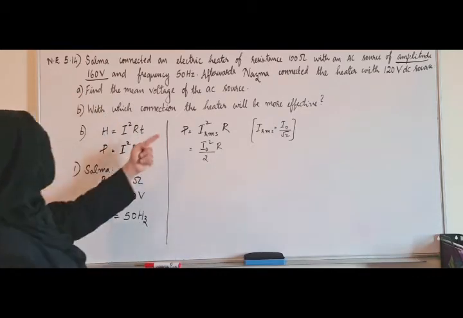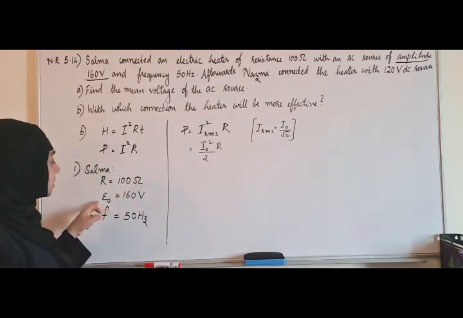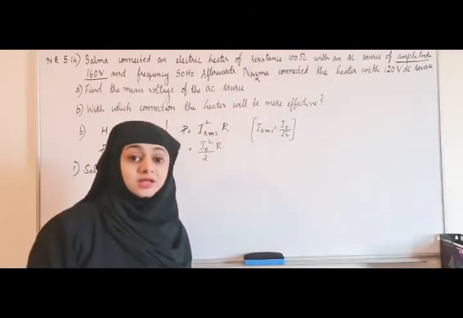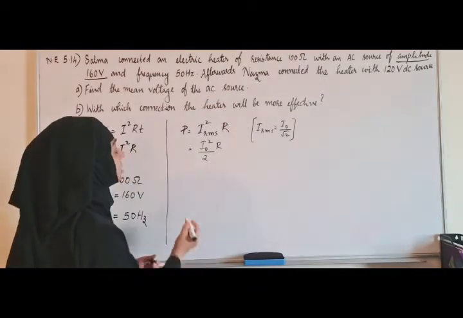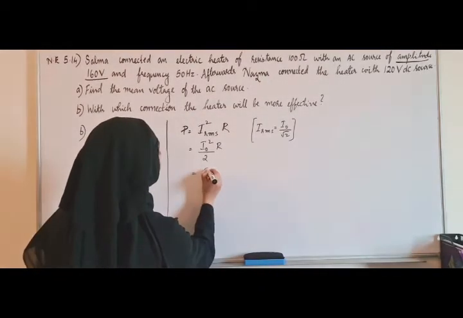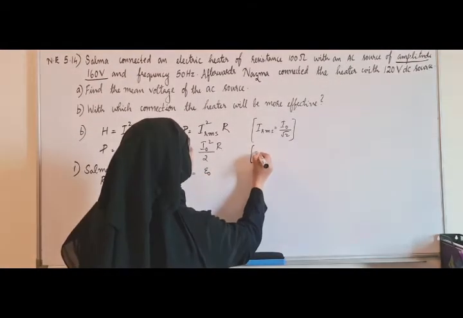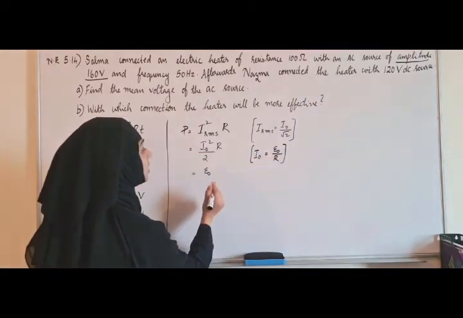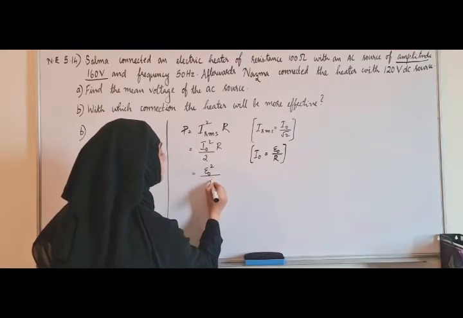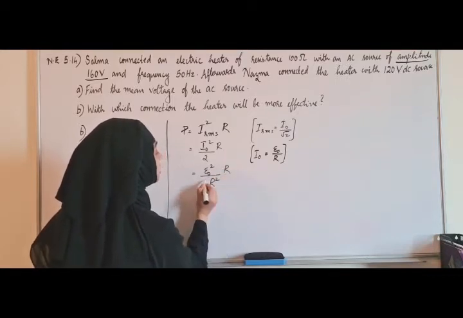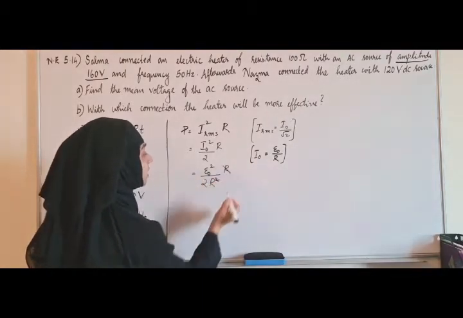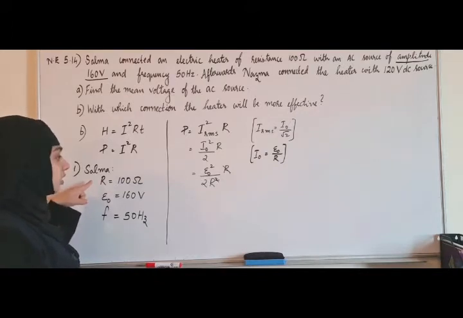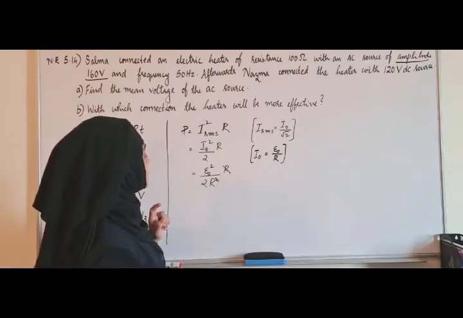Again, is the peak value of current given? No. Only the peak value of voltage is given and we have resistance. But we know that current is equal to voltage by resistance. So I can write this as equal to, instead of I naught, I am going to write E naught divided by R. So I naught square will become E naught square divided by R square. There is a R in the numerator and 2 down here. So 1 R gets cancelled.